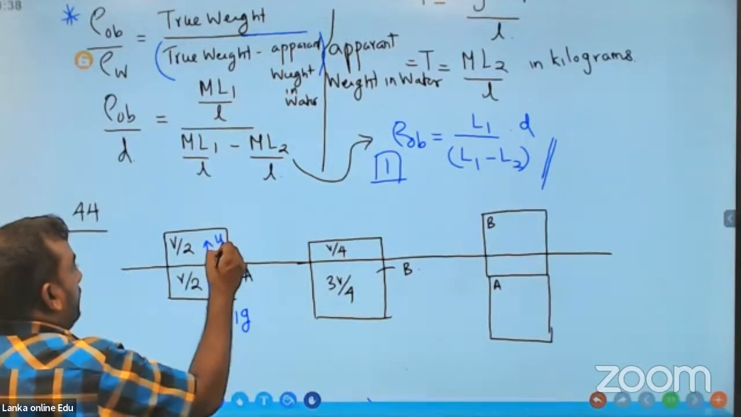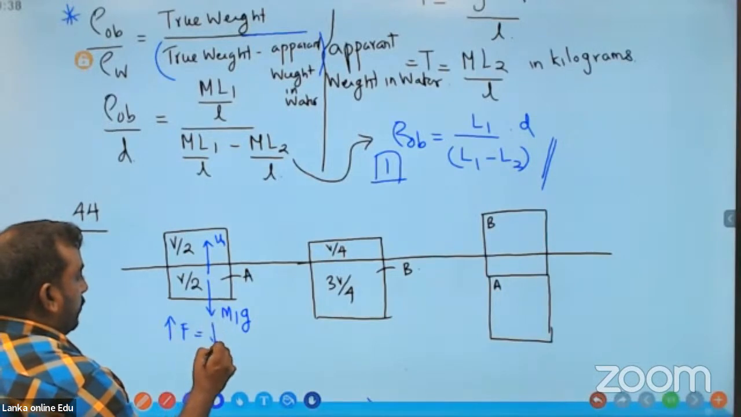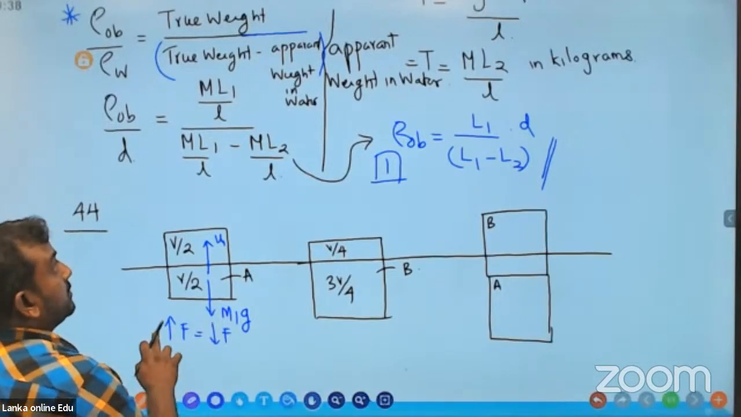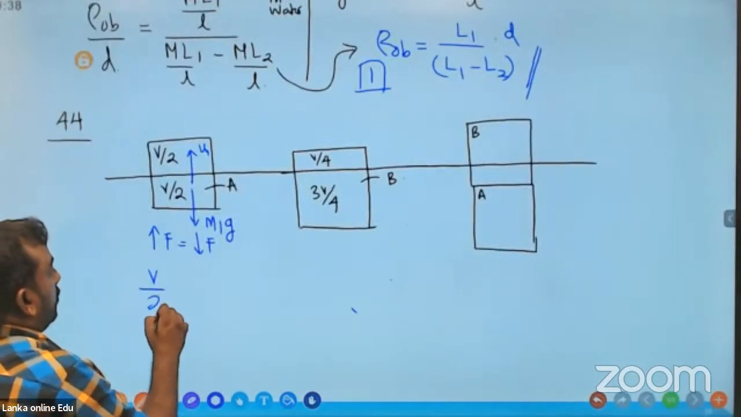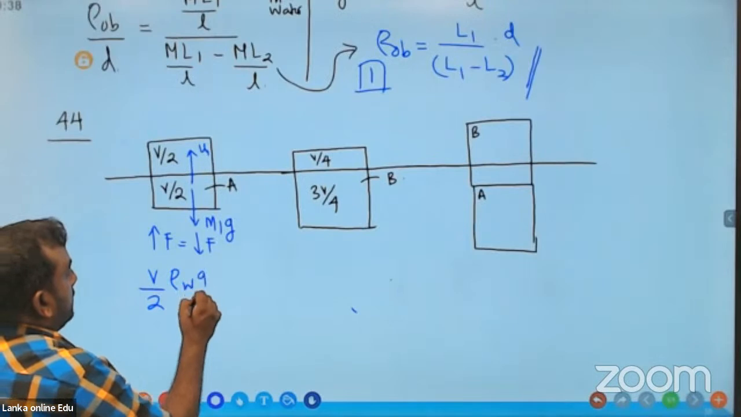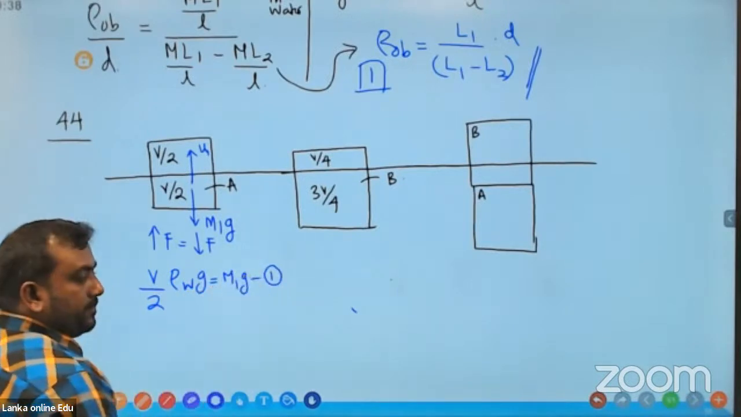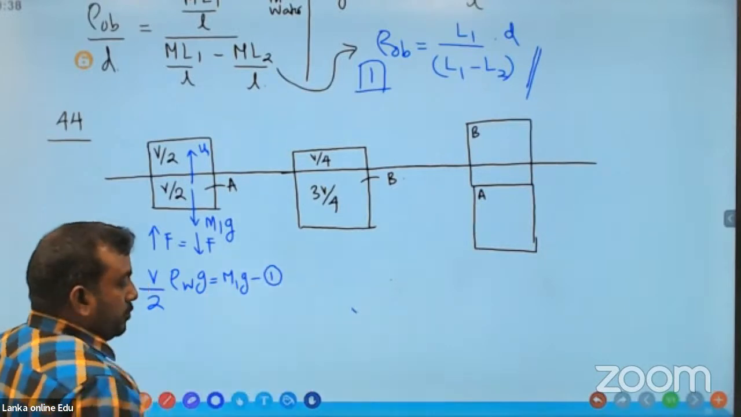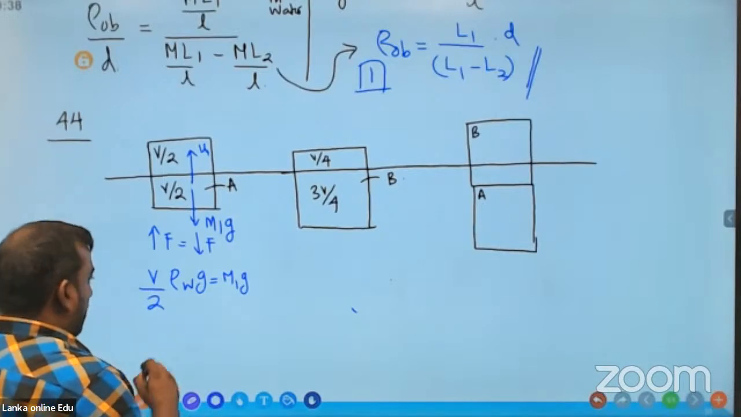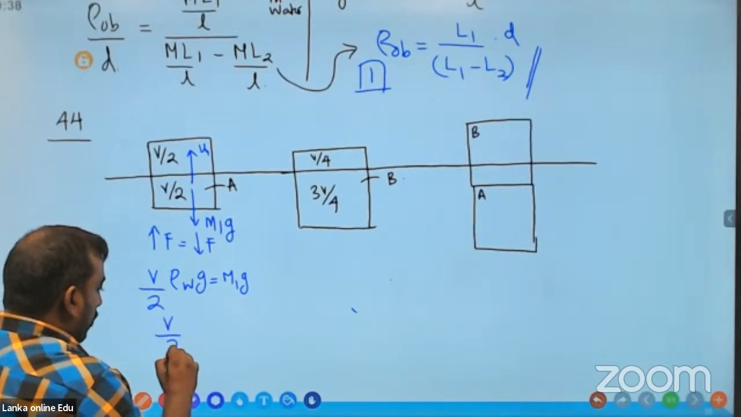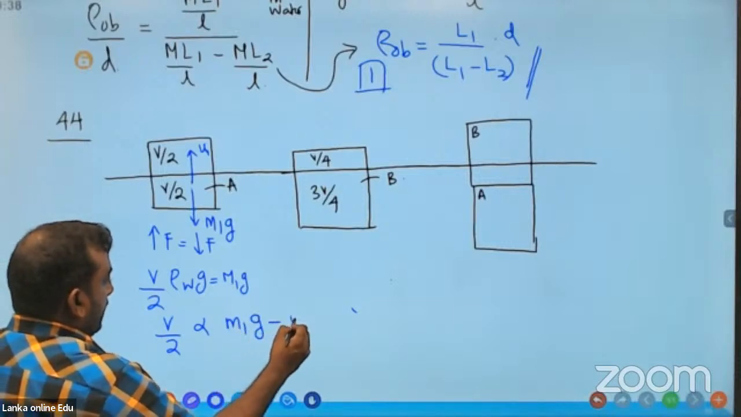Upthrust is U1. Upward forces balance downward forces. So upthrust is submerged volume times density of water times G, which is equal to M1G. I'll call this equation number 1. In all these cases we are using water, so we can go one step further: V over 2 is proportional to M1G.